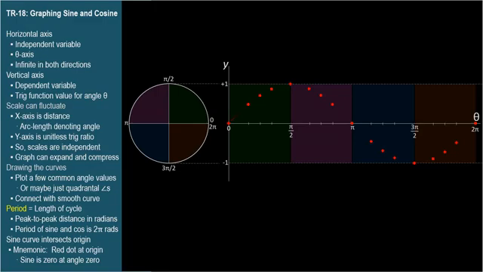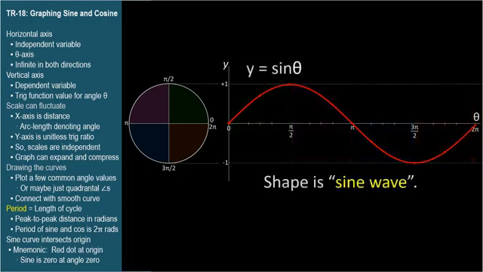When we connect the points with a smooth curve, we get a shape called a sine wave. For any angle along the theta axis, the graph tells us the angle's sine. The curve oscillates smoothly between -1 and 1.